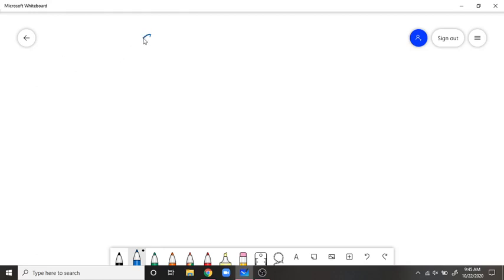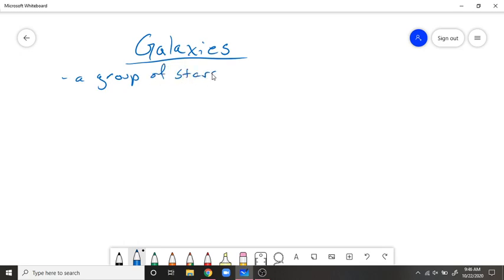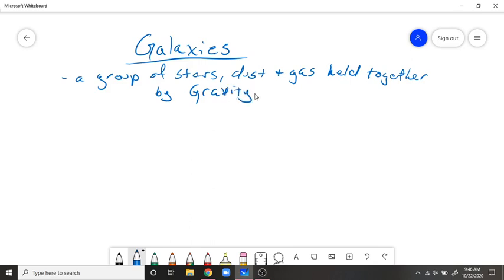Today I want to talk to you guys about galaxies. Galaxies, we said the other day, are a group of stars, dust, and gases held together by gravity.